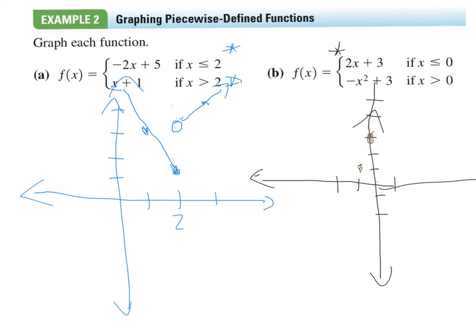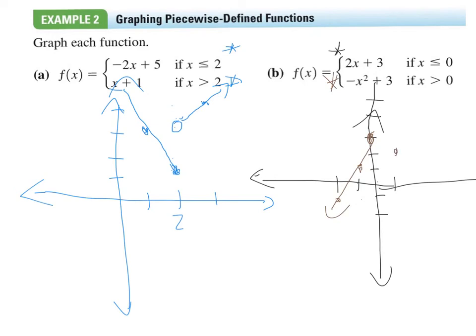Down 2, back 1, we could graph the line like that. Now, for the positive x values, if you plug in 0 into the second term, negative 0 squared is still 0, plus 3 is still 3. So it'd still start here, so you can still do a closed dot, because it's already closed from the first branch. So if you plug in 1, you get negative 1 squared, which is negative 1, plus 3, which is 2.